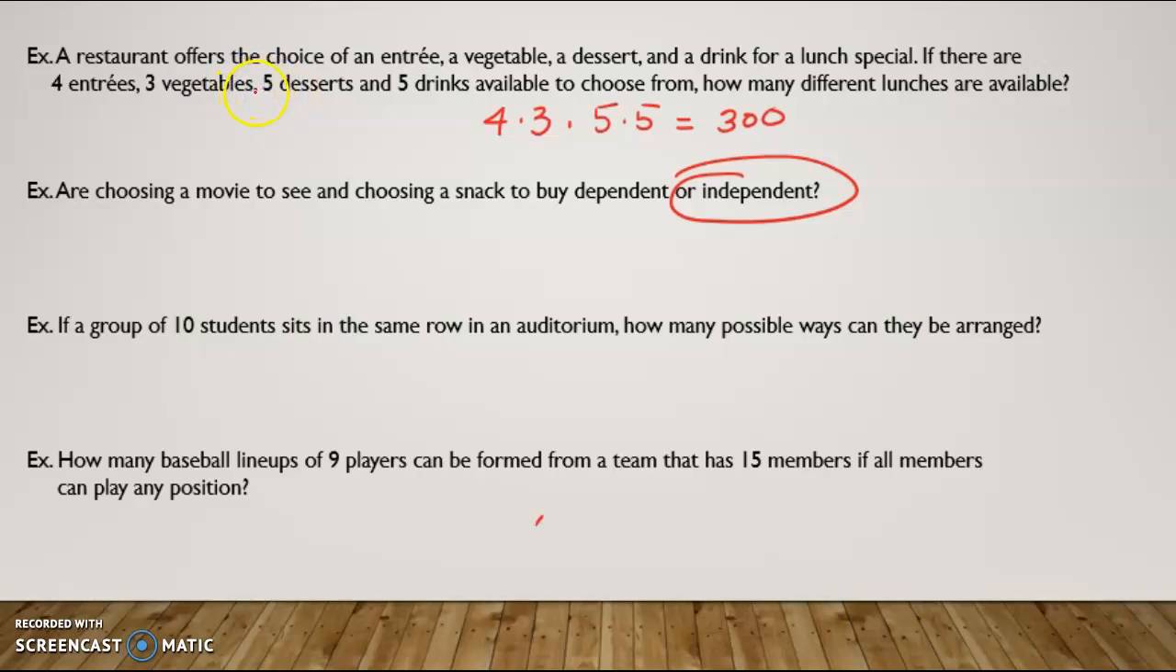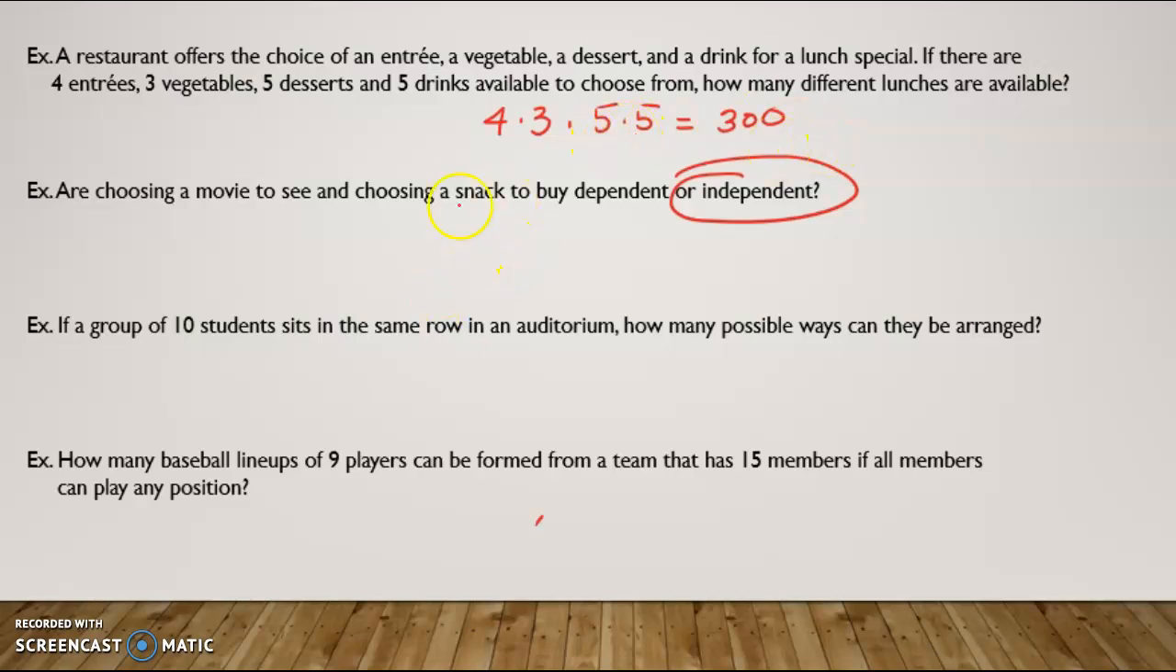Basic counting principle. A restaurant offers the choice of an entree, a vegetable, a dessert, and a drink for a lunch special. If there are 4 entrees, 3 vegetables, 5 desserts, and 5 drinks available to choose from, how many different lunches are available? It would be 4 times 3 times 5 times 5, which is 12 times 5 is 60 times 5 is 300.